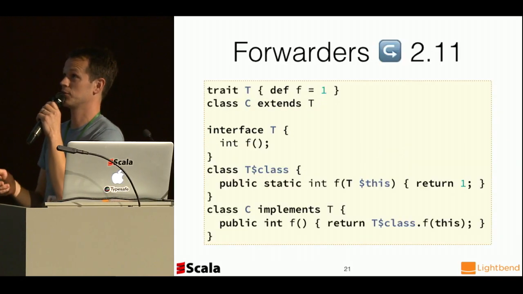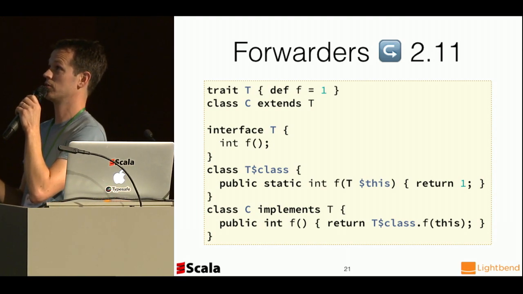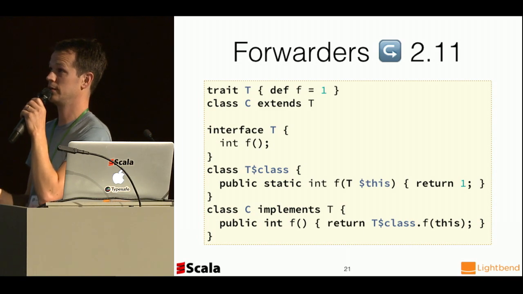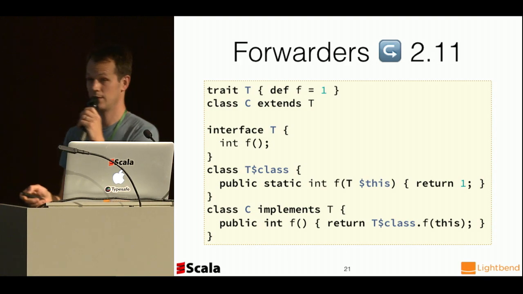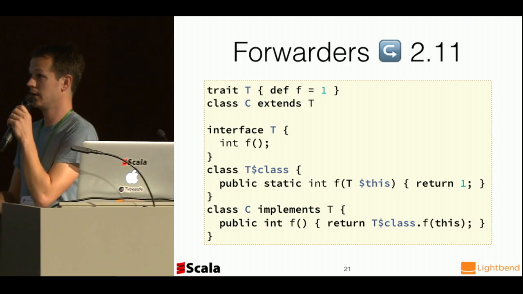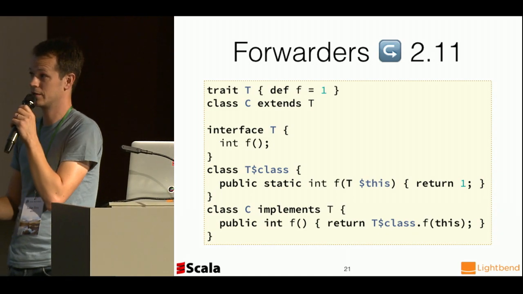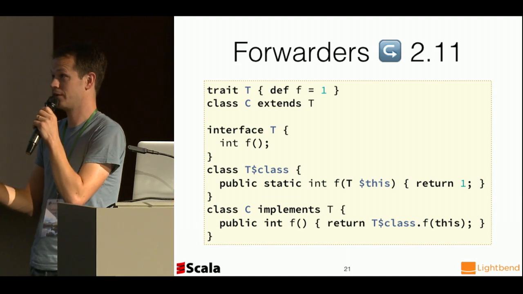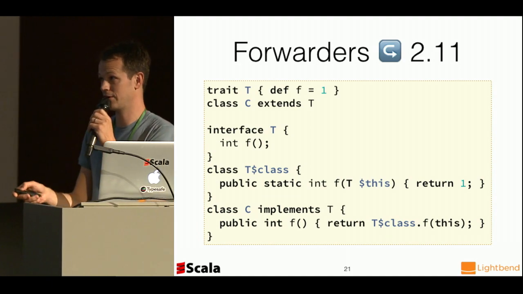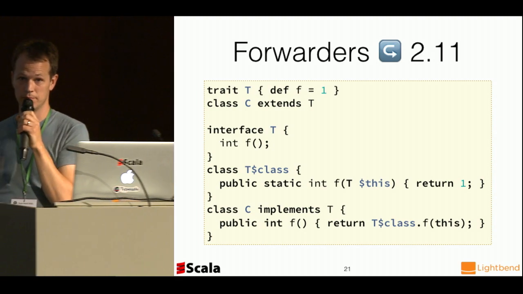So as a reminder, here's what happens in 2.11. A trait t with a concrete method f gets desugared into an interface without body, obviously, and a separate class file with a static method that implements the body. And if a class extends t, then we need to provide this forwarder, right? There's no other way in 2.11. So for every method that you inherit from a trait, you get an actual implementation in the subclass that forwards to the static implementation method.